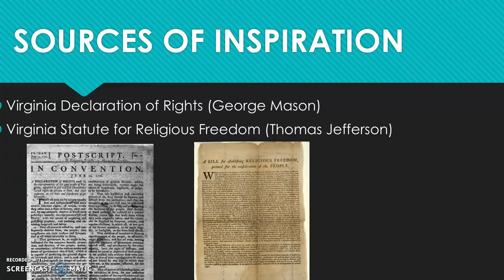So where did inspiration come from for producing the Articles of Confederation? It actually came from the state of Virginia. George Mason's Virginia Declaration of Rights provides a lot of influence over what will later become the Bill of Rights, and the Virginia Statute for Religious Freedom, written by Thomas Jefferson, also influences the idea that you can have a country where religion is not inextricably linked to politics.